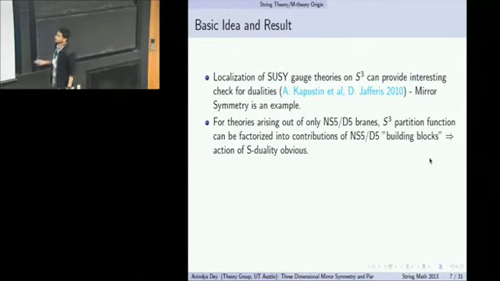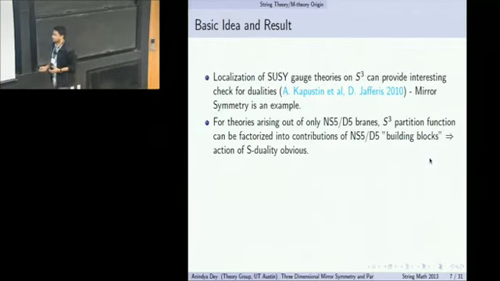Now, Kapustin and collaborators in the 2010 paper worked out the details of this duality using S3 partition functions for theories that only consist of NS5 and D5 branes, in addition to, of course, D3 branes. One of the interesting things that they showed in the course of doing that was that if you are given a SUSY gauge theory which consists only of NS5 and D5 branes, then the S3 partition function can be factorized into very neat contributions of NS5 and D5 building blocks. So I can write the partition function as a product of NS5s and D5s. And that's generic, no matter what the theory is, as long as it is made up of NS5 and D5, and I know these building blocks, I can compute the S3 partition function of that theory.